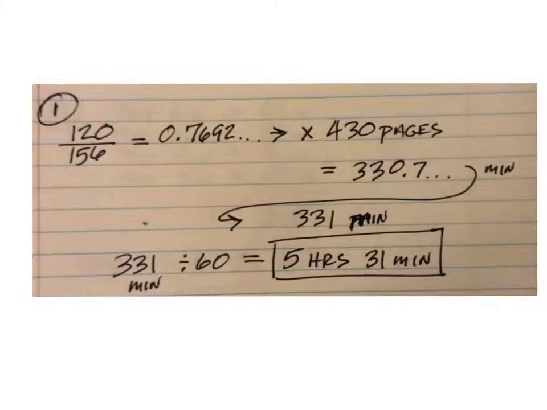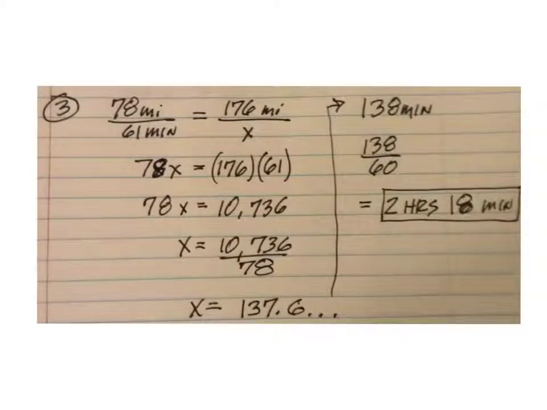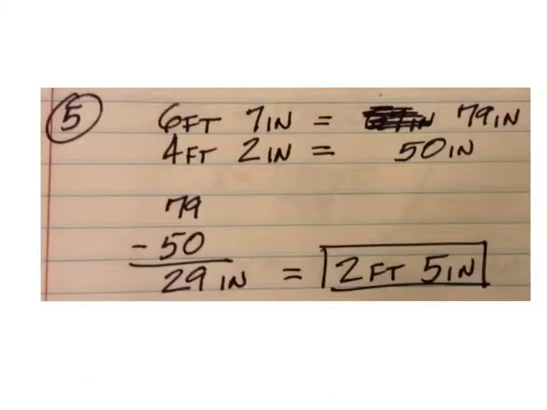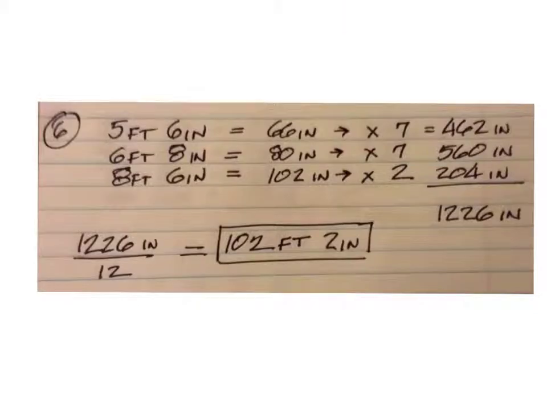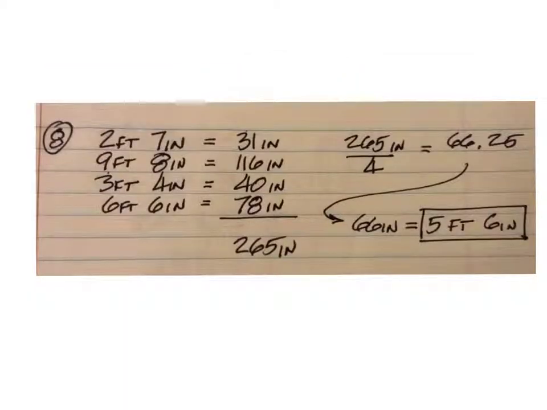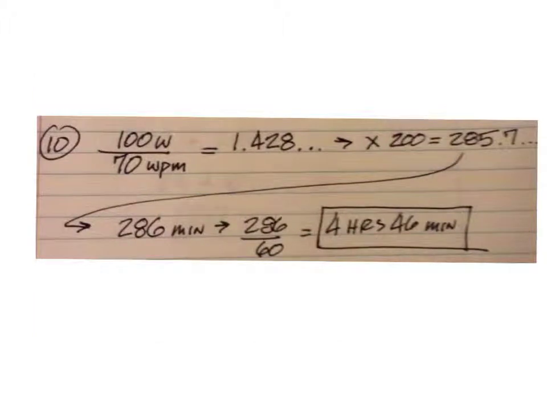Number 1 is 5 hours 31 minutes. 2 is 71 feet. 3 is 2 hours 18 minutes. 4 is 6 feet 2 inches. 5 is 2 feet 5 inches. 6 is 102 feet 2 inches. 7 is 2 hours 57 minutes. 8 is 5 feet 6 inches. 9 is 3 feet 5 inches. 10 is 4 hours 46 minutes.